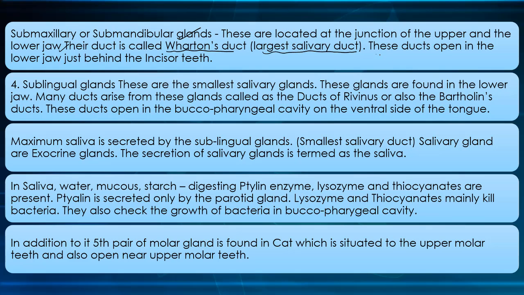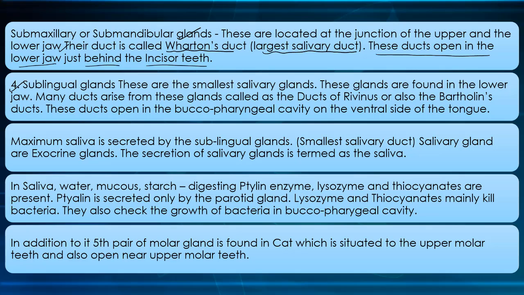These ducts open in the lower jaw just behind the incisor teeth. So the submandibular glands are located at the junction of the upper and lower jaw, and their duct, Watson's duct, is the largest salivary duct. These ducts open into the lower jaw just behind the incisor teeth.